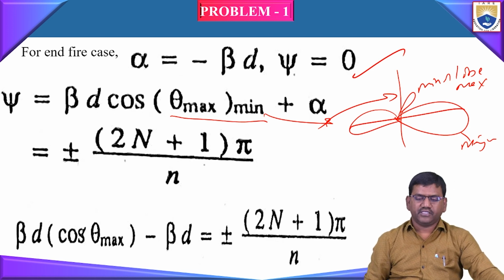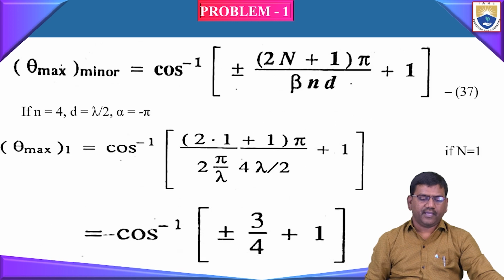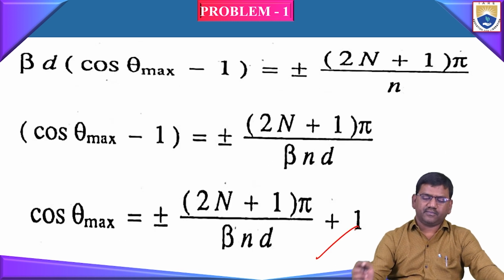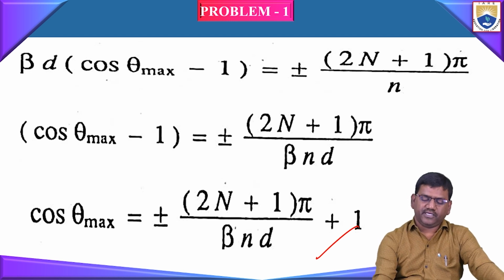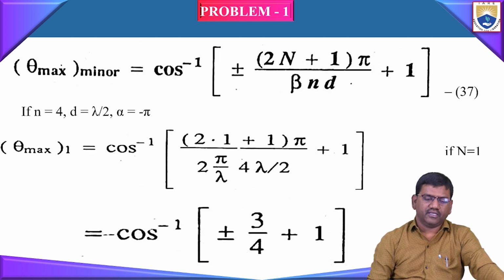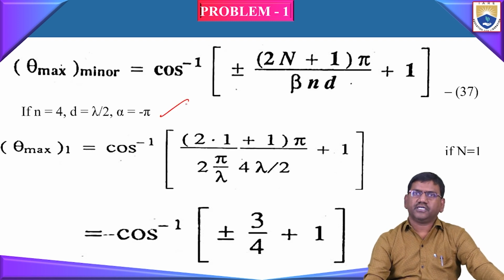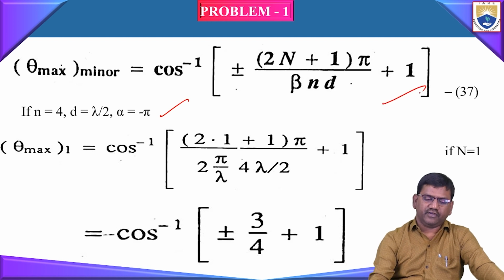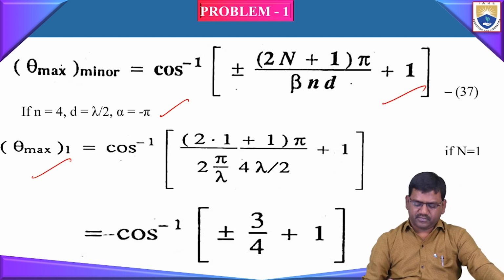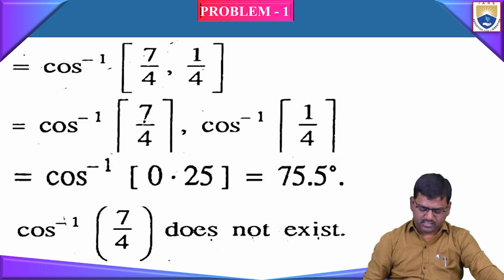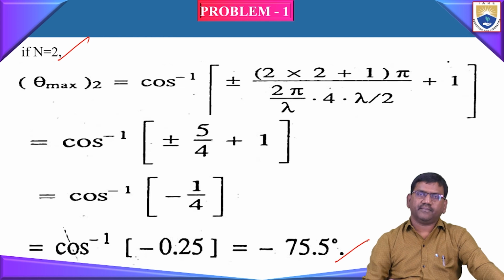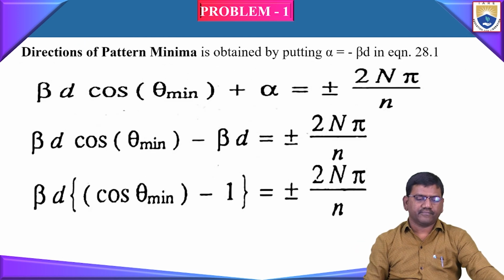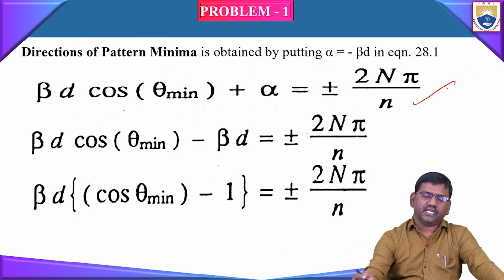So if you simplify this, alpha is equal to minus beta d, you will get the value of theta max as plus or minus (2n plus 1) by N d into pi. So we know that beta is equal to 2 pi by lambda, the number of sources is 4, d is equal to lambda by 2, and let us substitute all these values. You will get one minor lobe maxima. The other one is again if you substitute n is equal to 2, so we will get another minor lobe maximum minus 75.5 here.